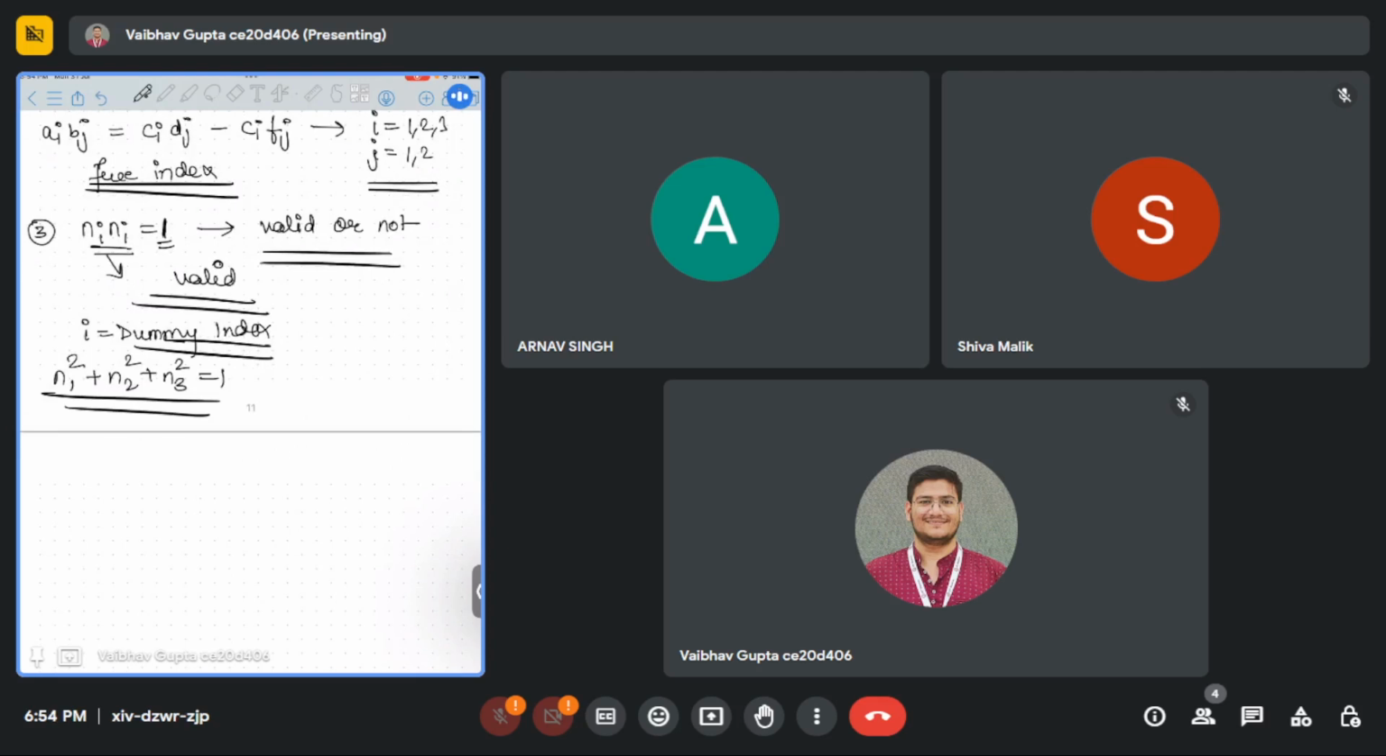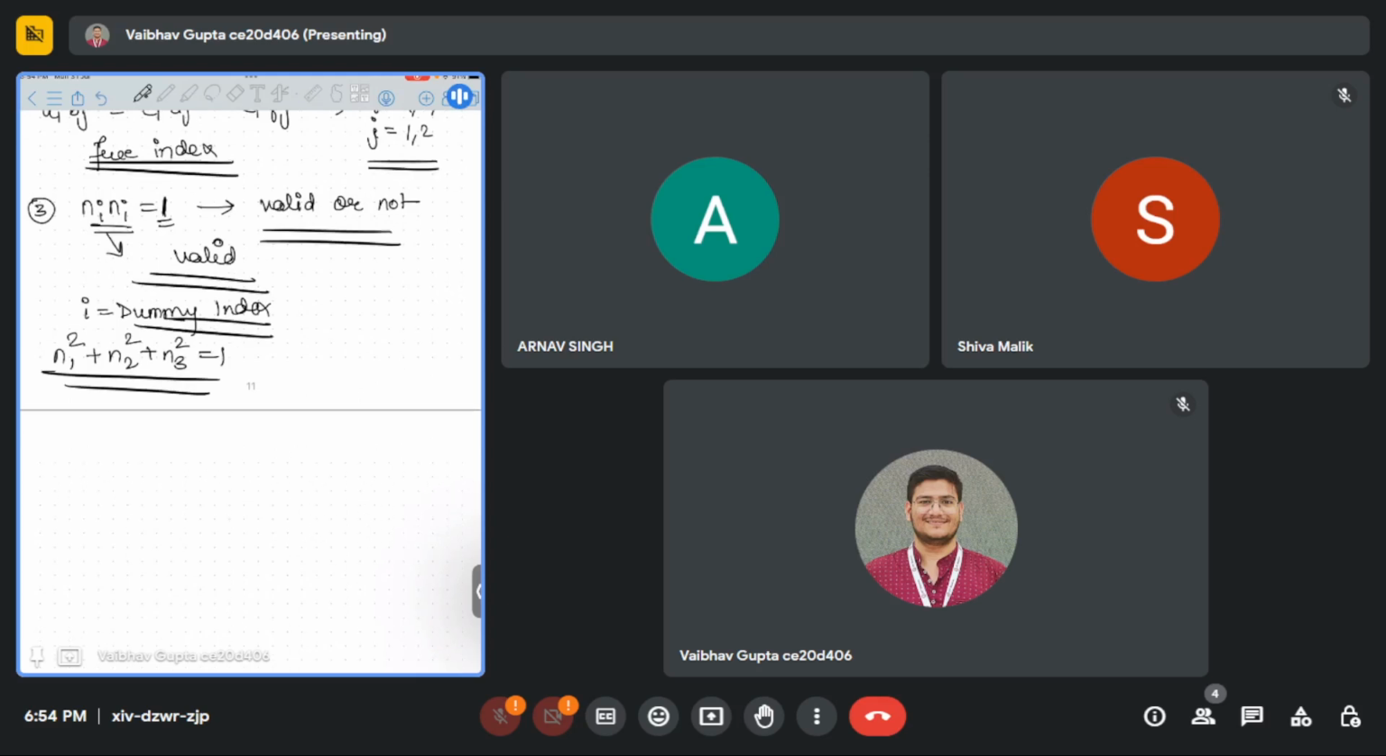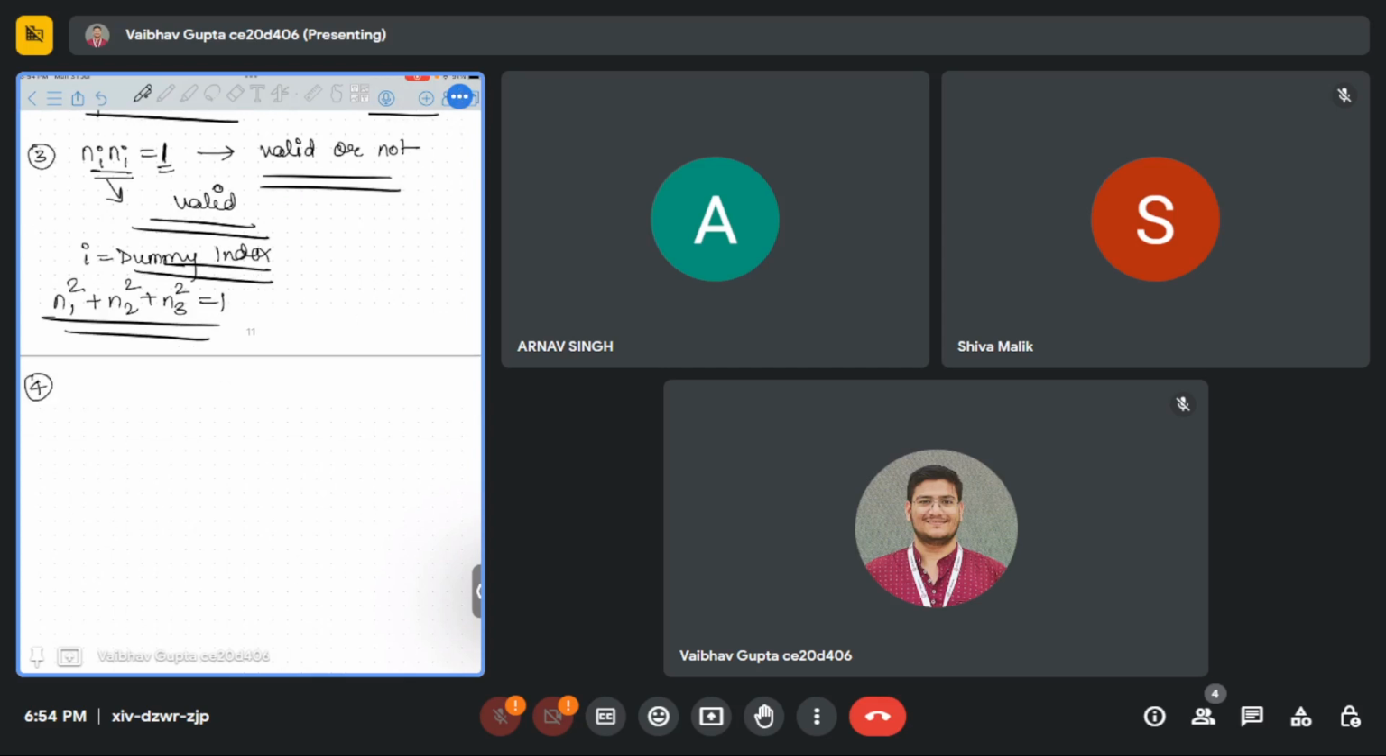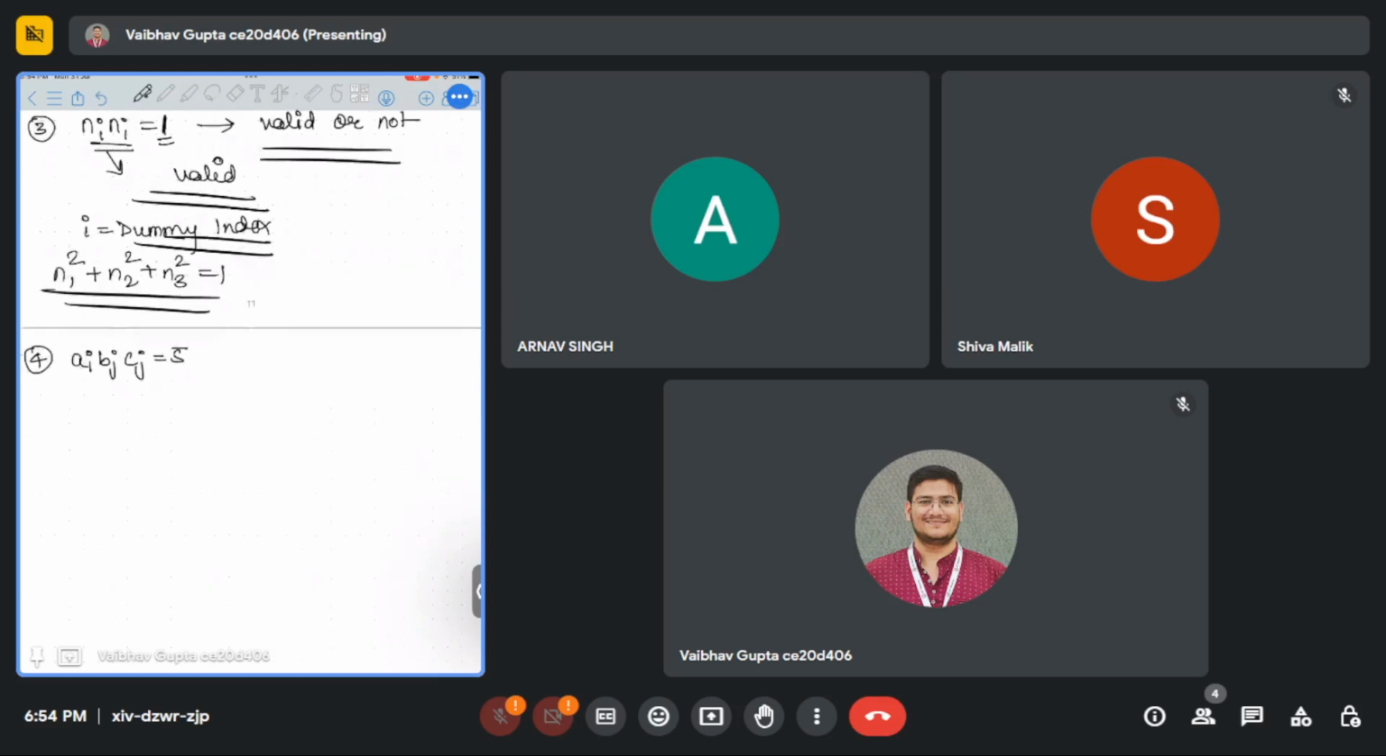So now you must be knowing what a free index and a dummy index are, what a valid expression is, and what is not a valid expression. I will give you one more example. Is this valid or not?